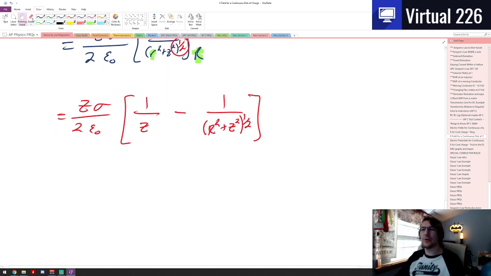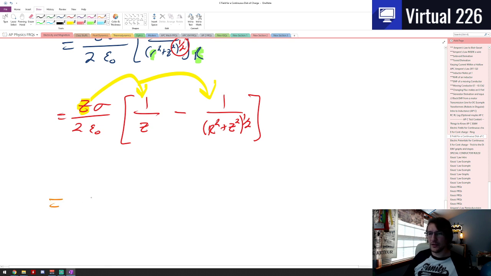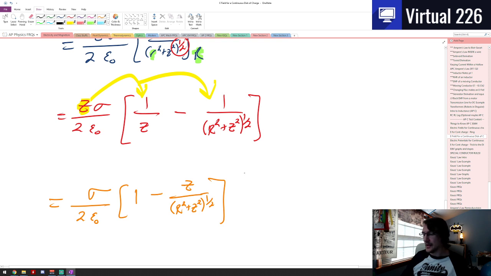Okay. What you might be able to notice now is that I'm technically done here, but if I just want to clean things up to make it look book savvy, I could bring this z into both sides. What I'll see here is that I'm going to have sigma over 2 epsilon naught times z over z is 1 minus z over the quantity r squared plus z squared to the 1/2 power. Okay, and that is my final answer there. That's as far as I'm going to go. That is what the electric field due to a continuous disk will look like.